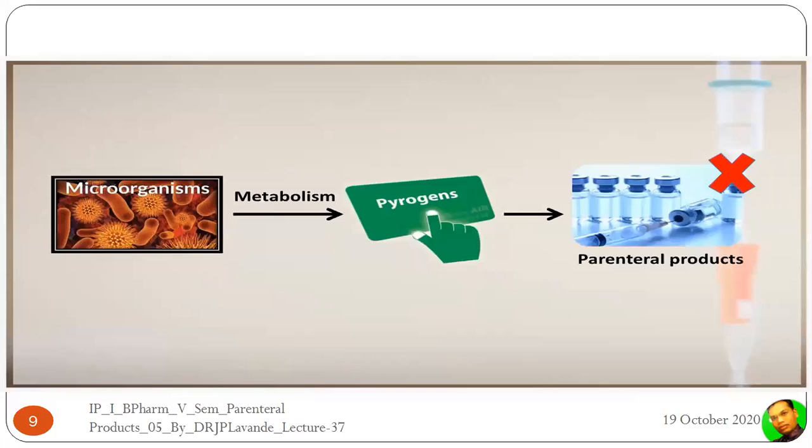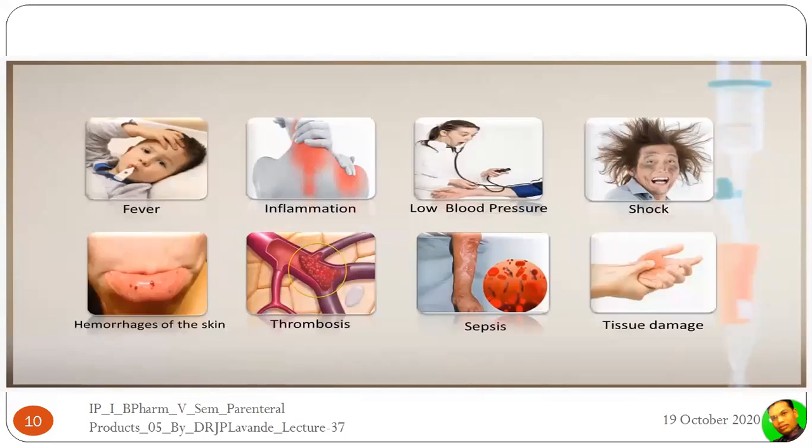Now, as far as the pyrogens are concerned, these are basically the bacterial endotoxins. These are produced by the microorganisms. These are their metabolite products, which are said to be the pyrogens. When the pyrogens appear in the parenteral product, that is not desirable, because it is a strict ideal requirement for the parenteral product that it should be non-pyrogenic. So such pyrogen-contaminated products are not at all desired and not at all accepted.